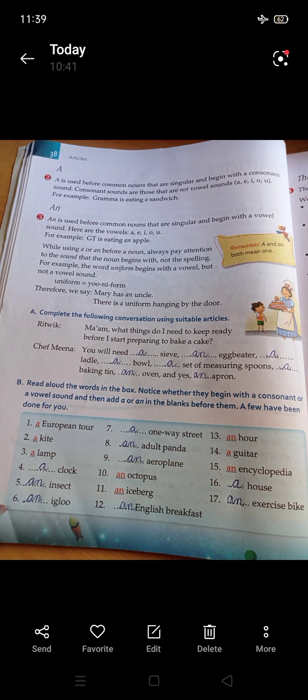While using a or an before a noun, always pay attention to the sound that it begins with, not the spelling. For example, the word uniform begins with a vowel, but not a vowel sound.